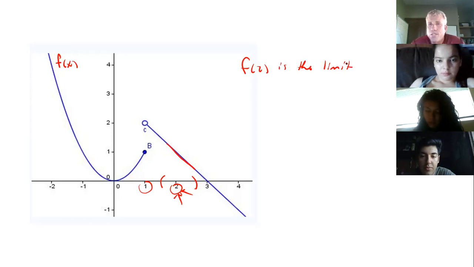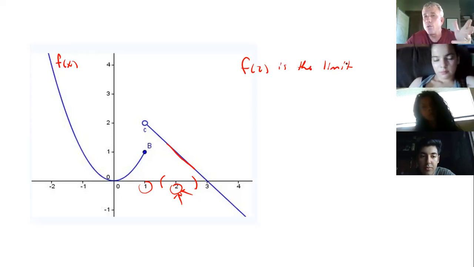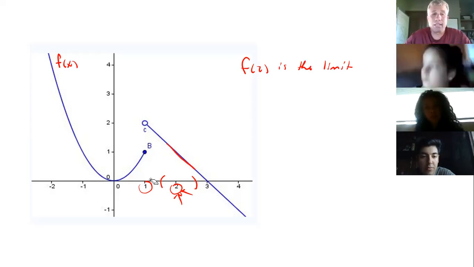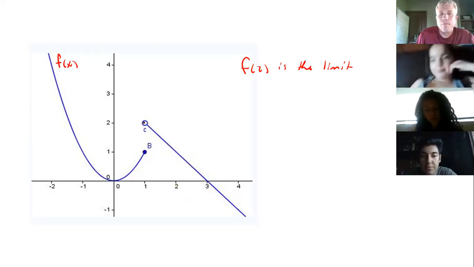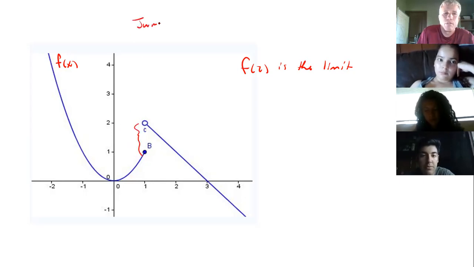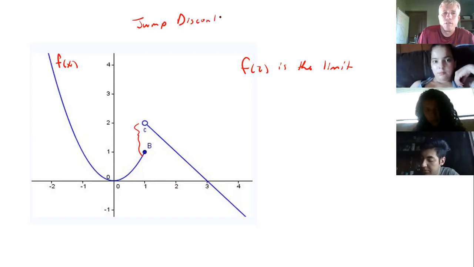So when we're looking for somewhere where the limit might not exist, we look at the discontinuities. That's the only place it might happen. So here's a place where the limit might not exist. This type of discontinuity, where the function value jumps, is called a jump discontinuity, because the function is jumping from one spot to another.